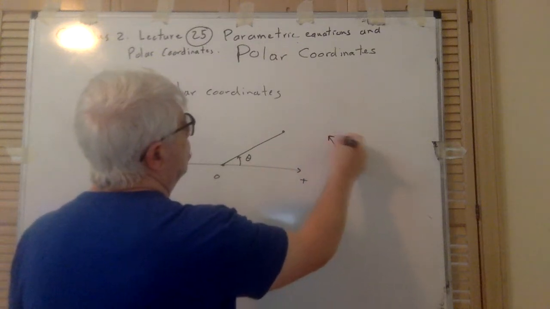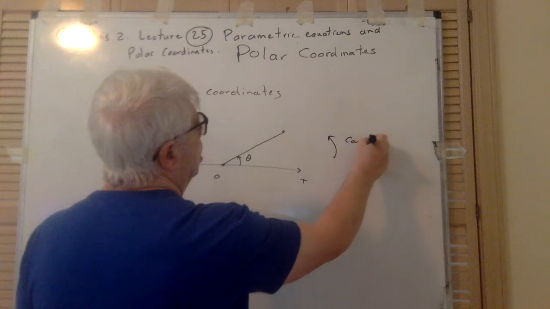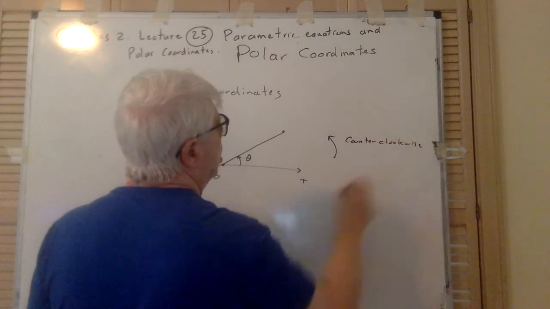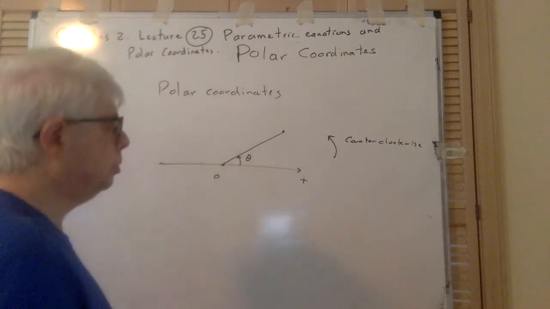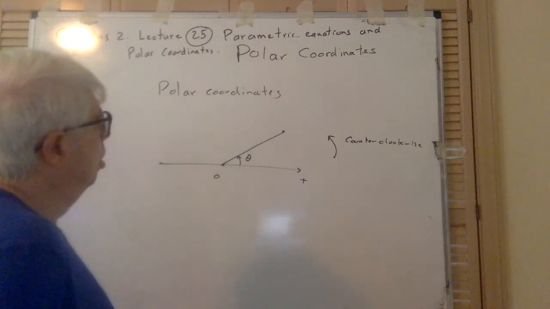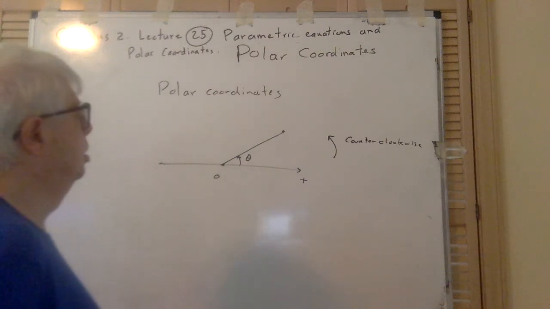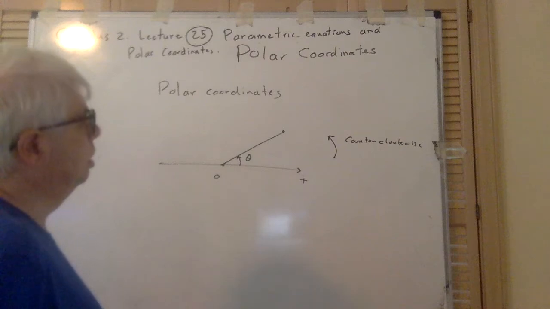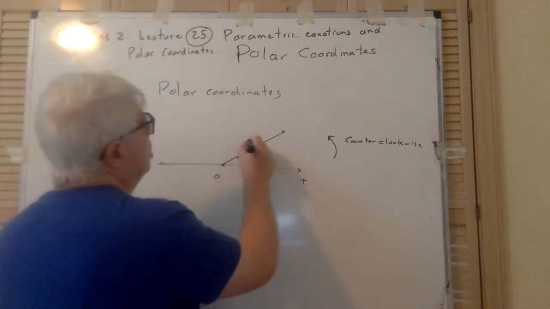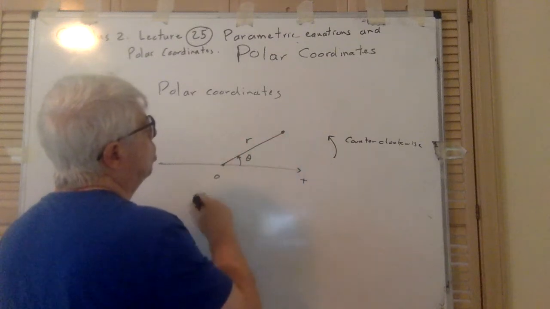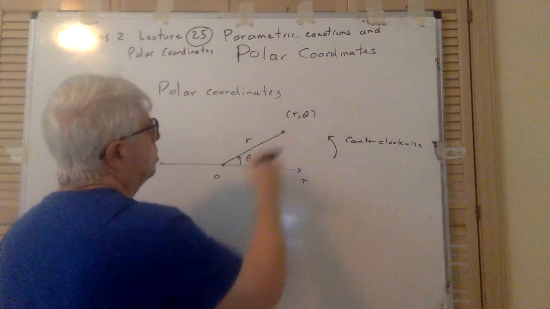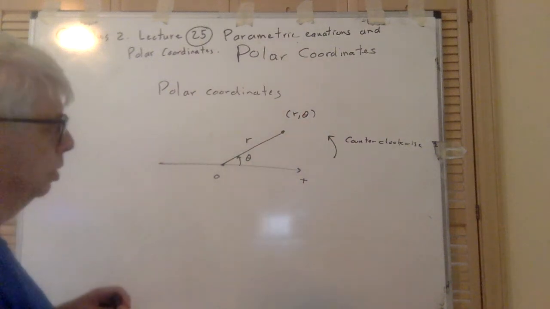So this is counterclockwise. Okay, so this is called polar coordinates. What I mean is this. So we assign to this point this distance r and this angle theta.